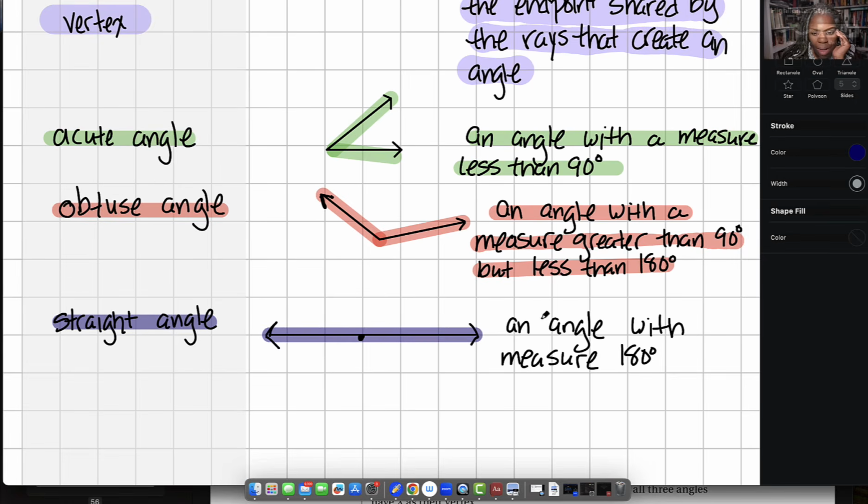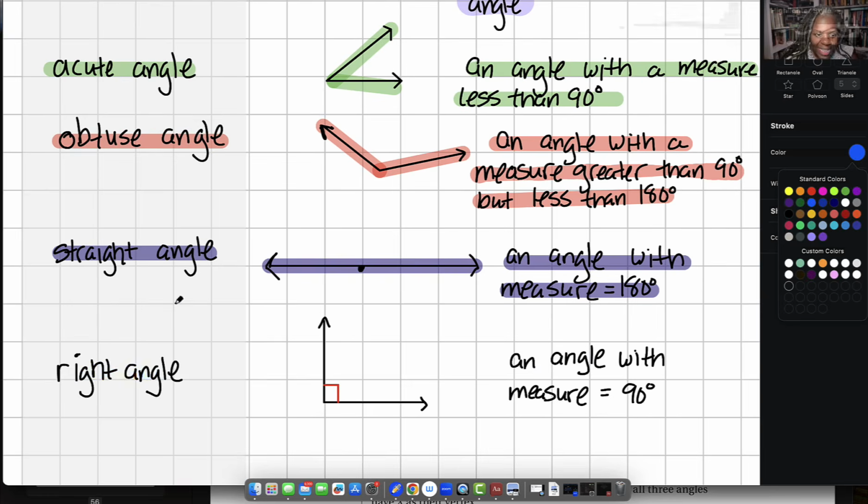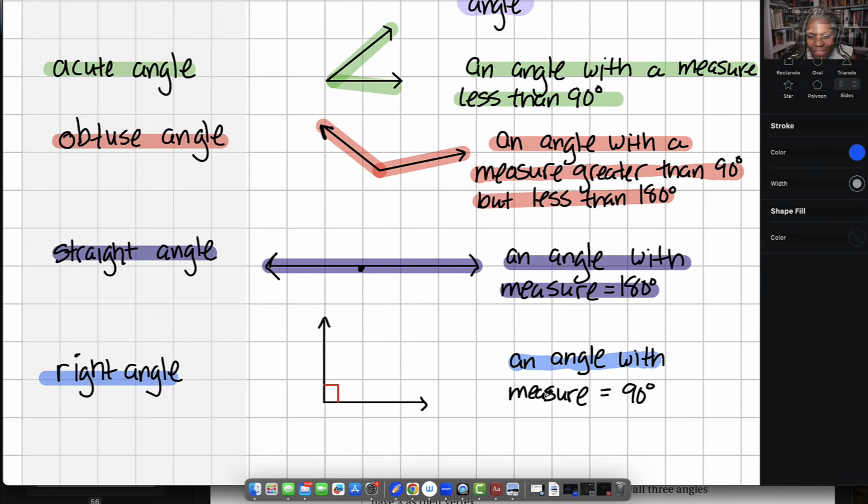One angle that I probably would have given you before this one would be a right angle. We did talk about right angles this week when we were dealing with the Pythagorean theorem. So the next one's right angle. Let's write that down. And that right angle is an angle that has an angle measure of 90 degrees. And I think you guys are familiar with that as well. So those are the different types of angles that we're going to talk about.